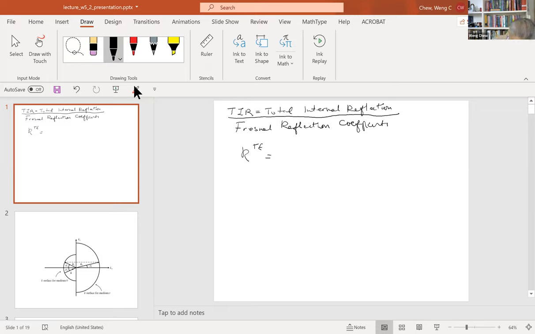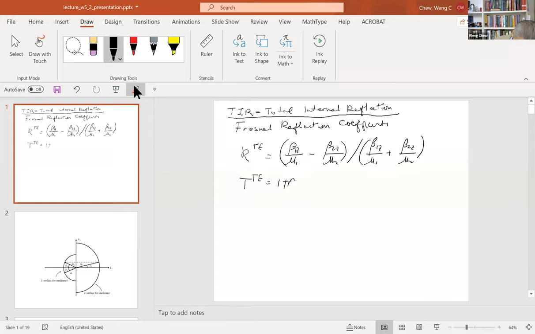Okay. Beta 1z over mu 1, sorry, just mu 1, minus beta 2z over mu 2, divided by beta 1z over mu 1 plus beta 2z over mu 2. And then TTE is 1 plus RTE, which will be just 2 times beta 1z over mu 1 divided by the same denominator, beta 1z over mu 1 plus beta 2z over mu 2. Okay, these are the Fresnel reflection coefficients for TE polarization.